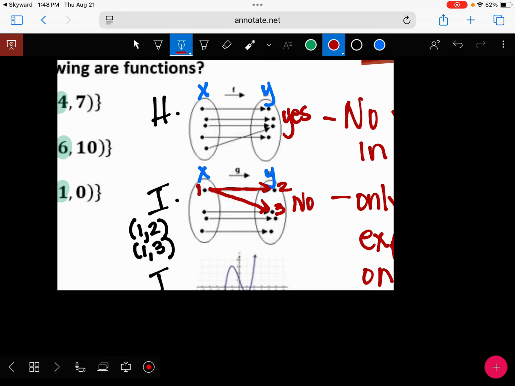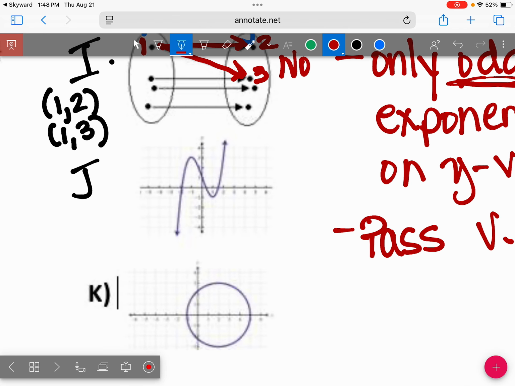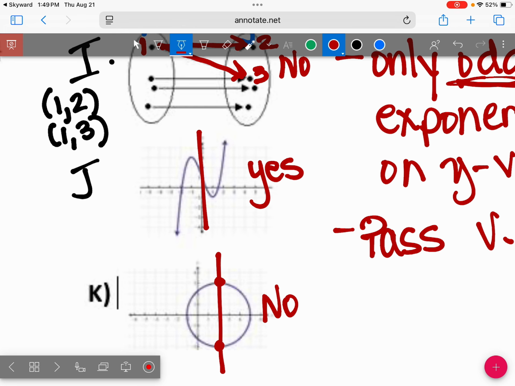And when you get down to a graph, have you all heard of the vertical line test? All right, if you can draw a vertical line and it crosses it more than once, it's a no. So when I look at K, I could draw a vertical line, it crosses twice. That's why K is a no. But J is a yes.